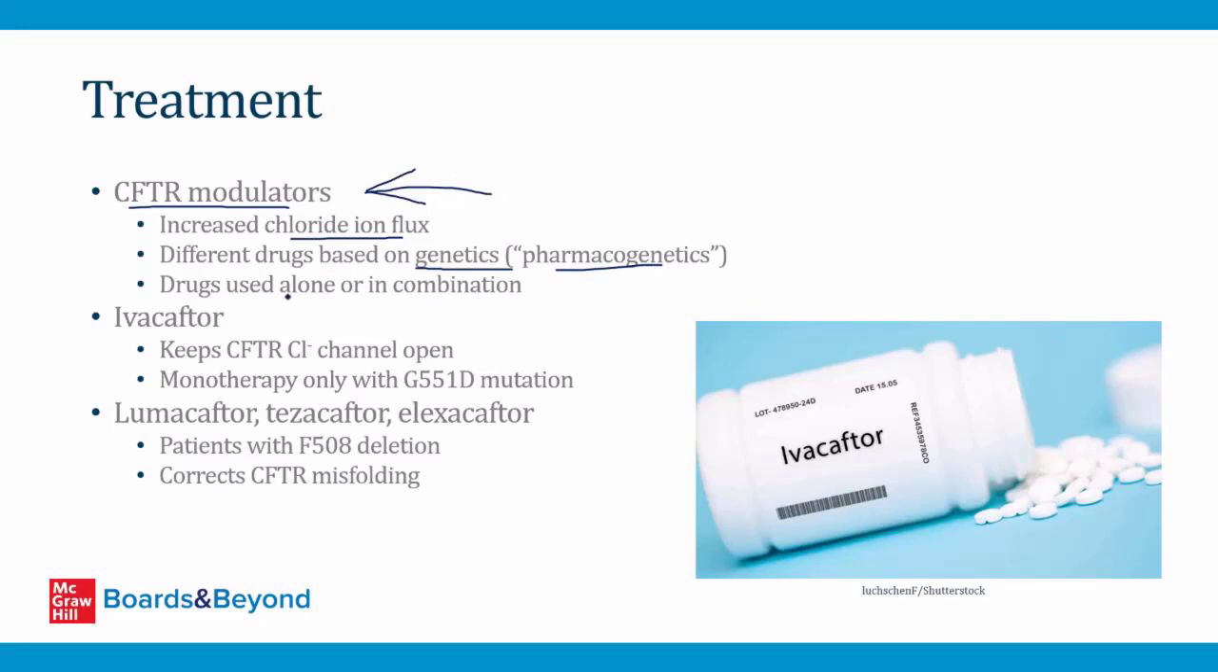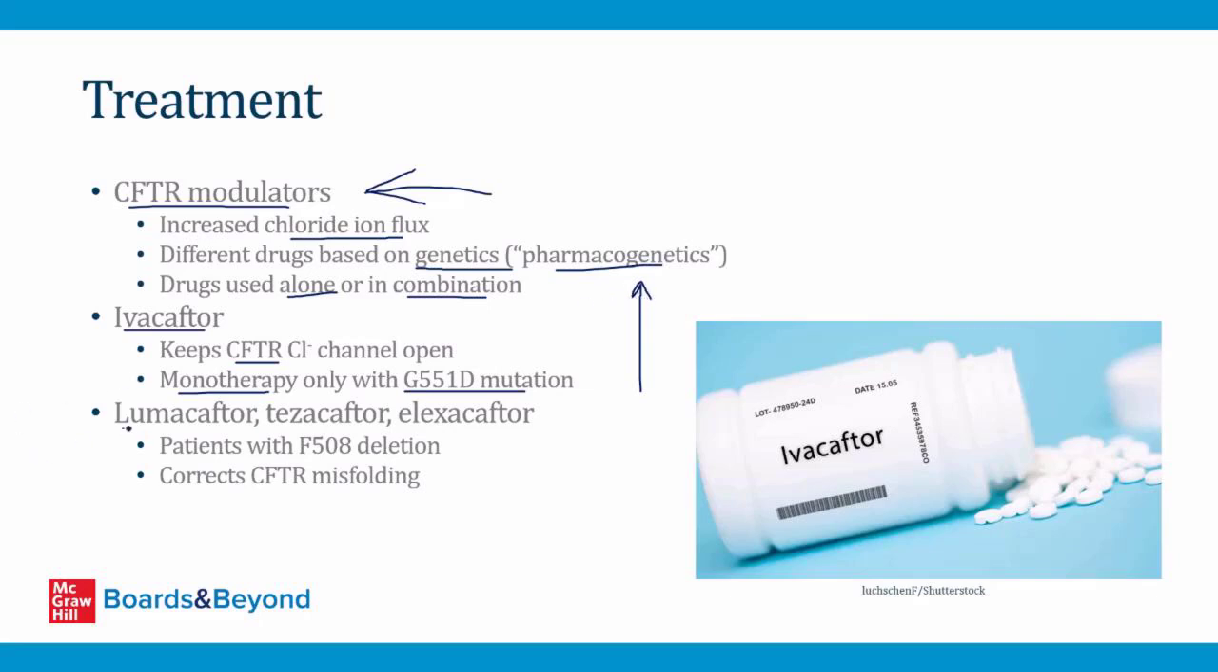And these drugs can be used alone, or more often they're used in combination. So one of these drugs is ivacaftor. This keeps the CFTR chloride channel open, so it improves chloride ion flux. This can be used as monotherapy, but only in patients who have a specific mutation called G551D, and that's the pharmacogenetics where you have to know the mutation to decide what treatment to use.